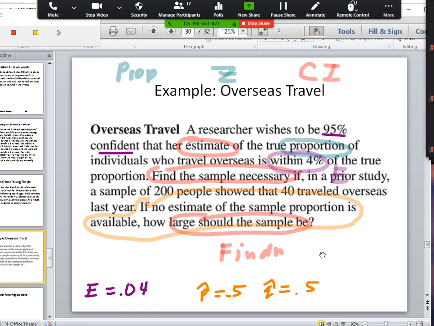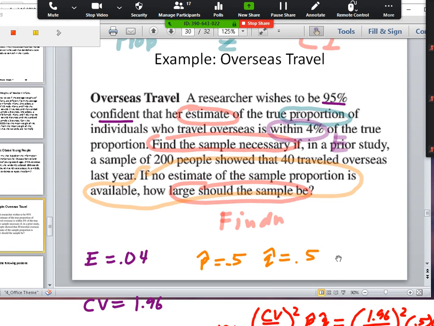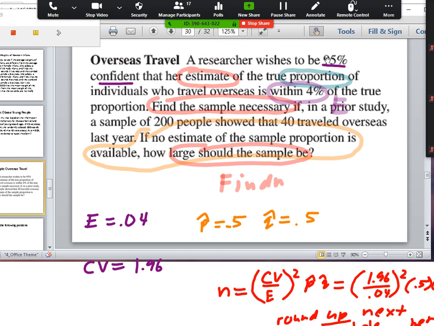So that means I have to give you the error. Within, find the word within, you find your error, or you find the word error. Sometimes it's called error, within an error, an error of blah, blah, blah. So 4%, so my error is 0.04. No estimates given, so that means that my p hat and q hat are both 0.5. My critical value, let's see, 95% confidence interval. It's a proportion, so it's going to be a Z table. My critical value is going to be 1.96.